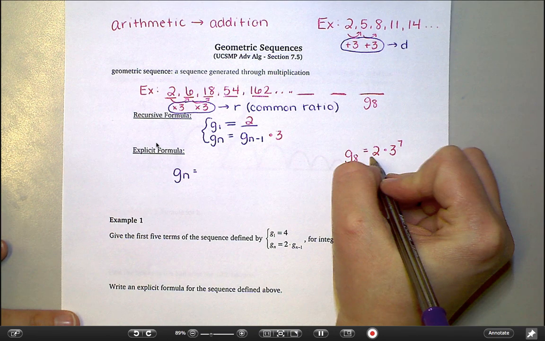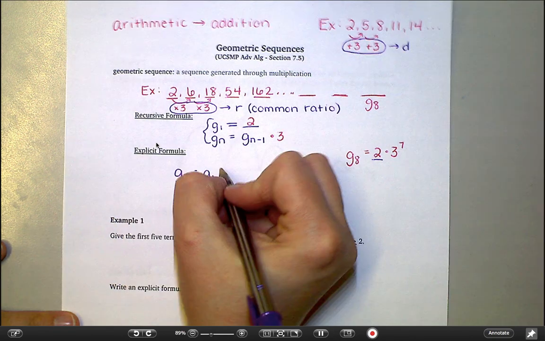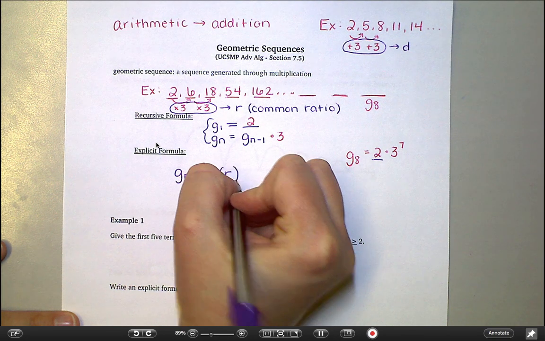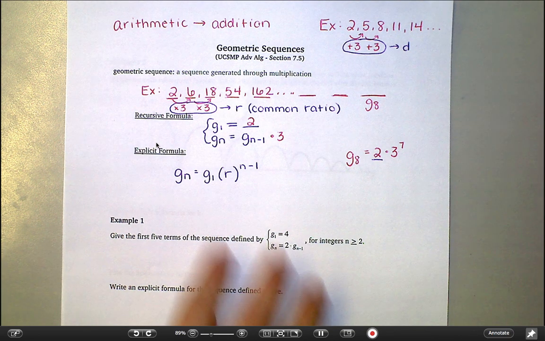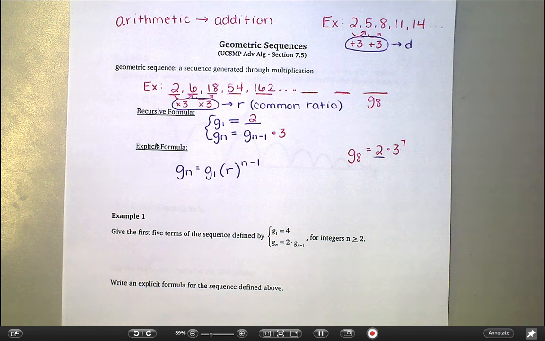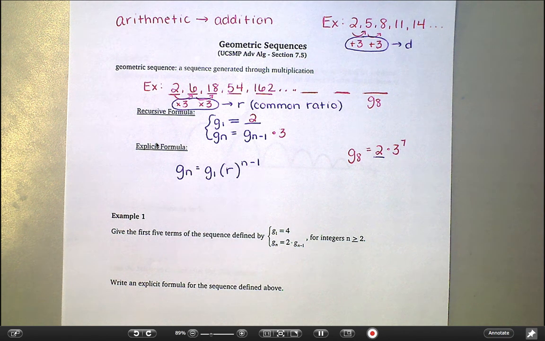We're going to start with term 1, and then we're going to multiply by r, n minus 1 times. Okay, that's the generic explicit formula for a geometric sequence. And then you will fill in the G1 and the R, and you'll be good to go.